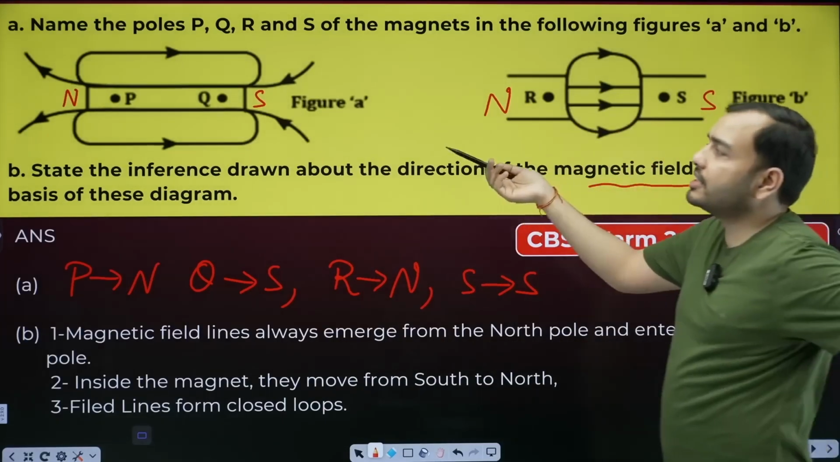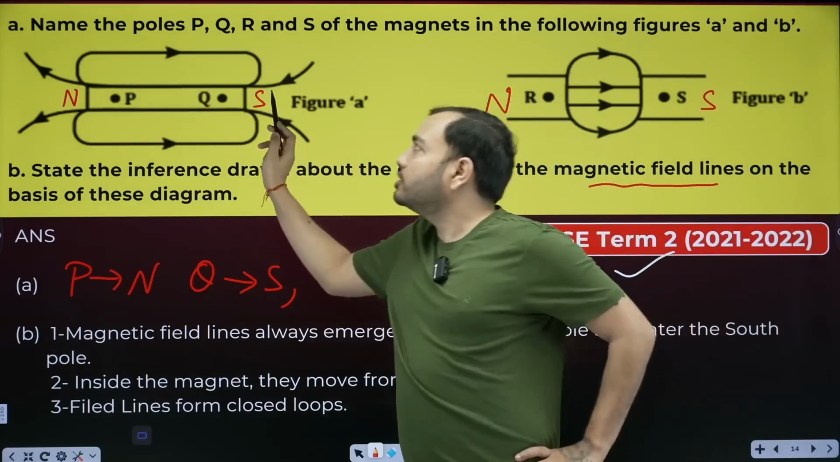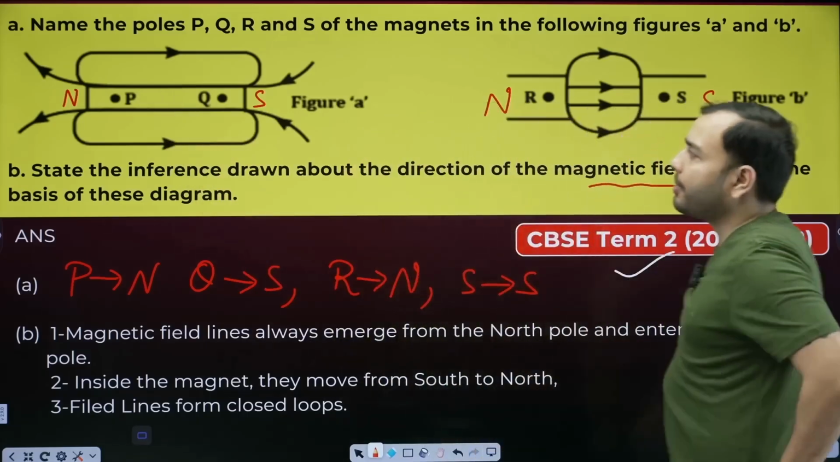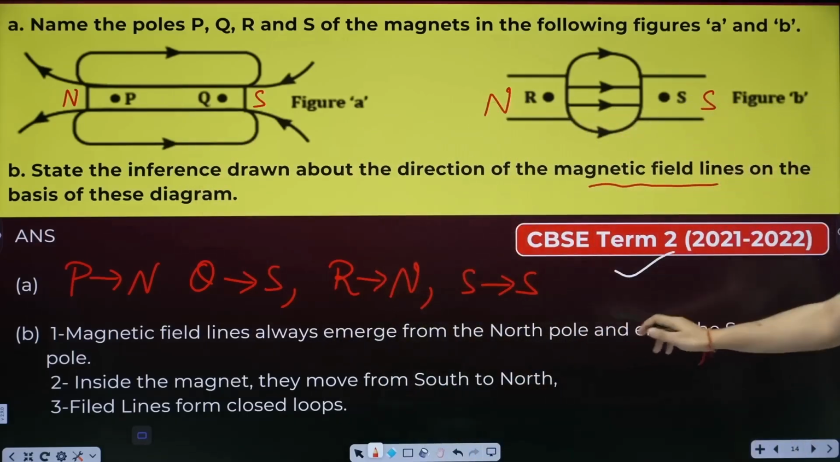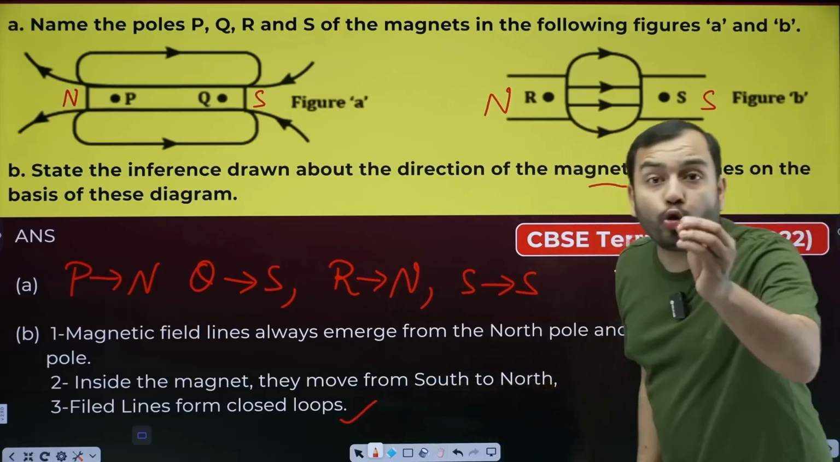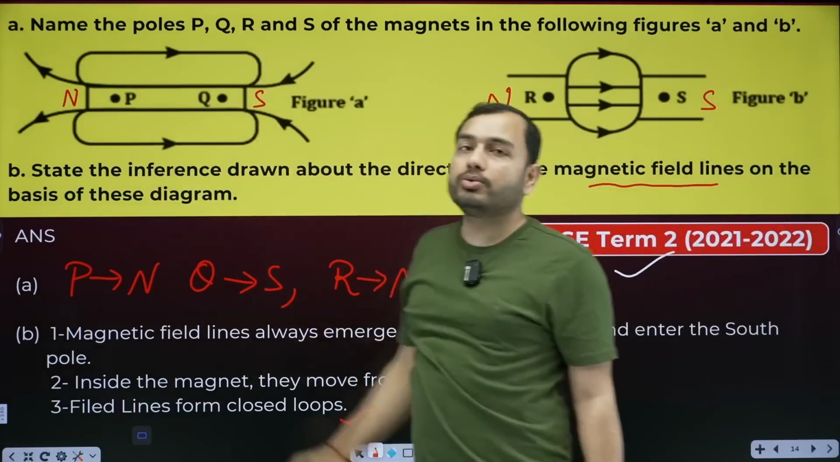What all you learn? The magnetic field lines emerge from north and go to the south. Inside the magnet, south to north. Can you see this? Same things. Learn magnetic field lines always emerge from the north pole, enter the south pole. Inside the magnet, they move from south to north. Magnetic field lines form closed loops. It went and made a closed loop.